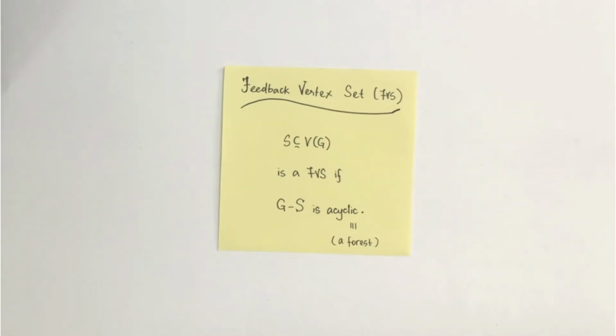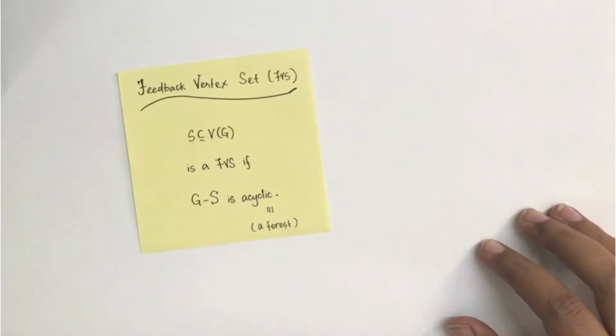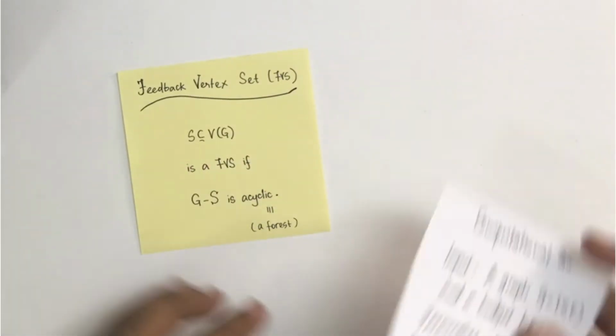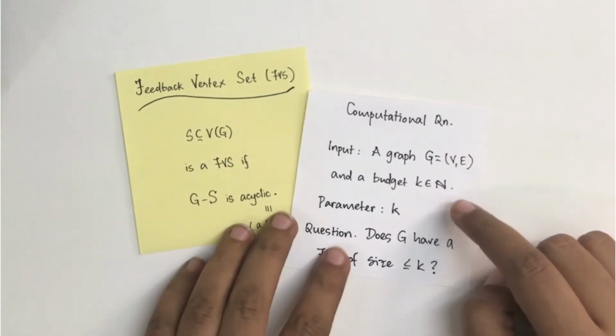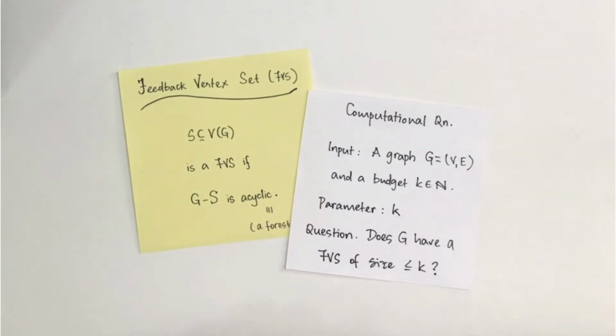And the natural computational question associated with this definition is the task of finding a feedback vertex set of the smallest possible size. So here is the question stated as a decision problem. Given a budget K, can you find a FVS of size at most K? Now, FVS turns out to be one of the earliest problems that was shown to be NP-complete. It's got a long and rich history.